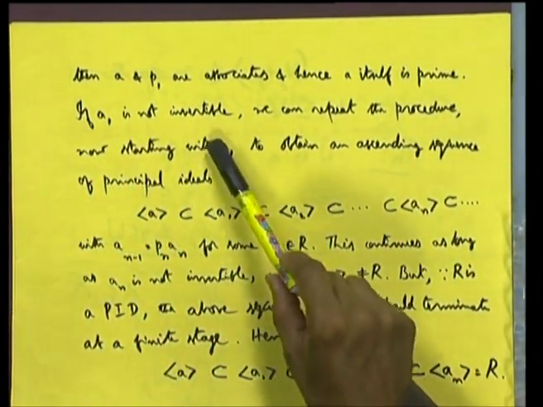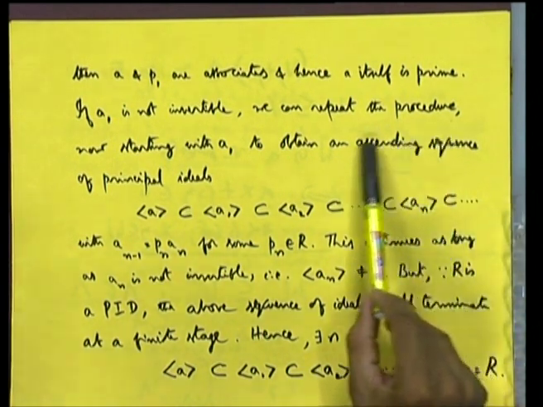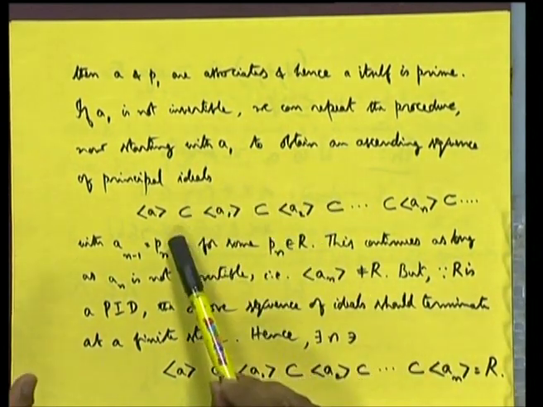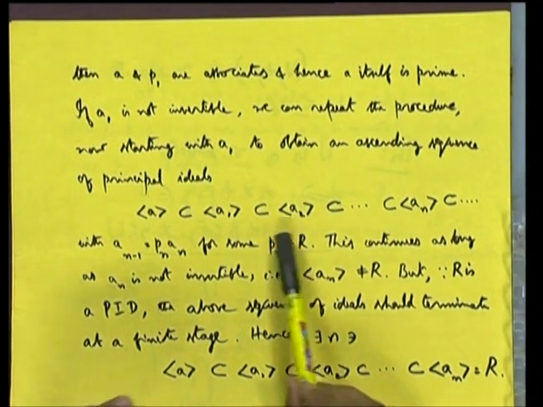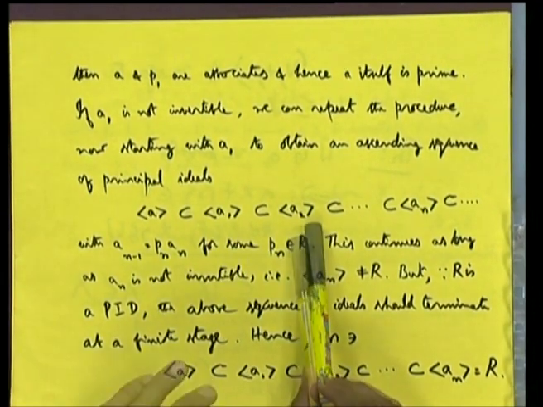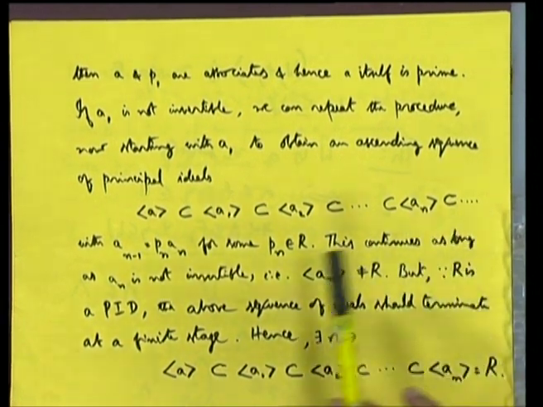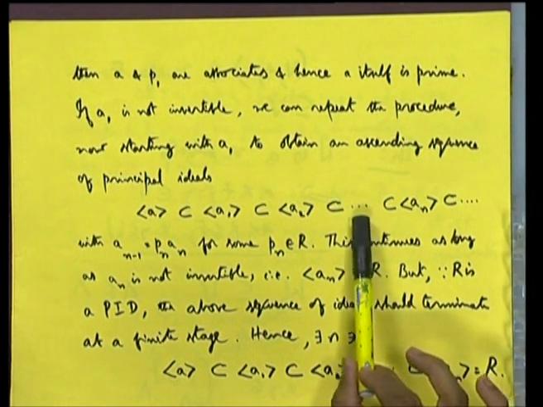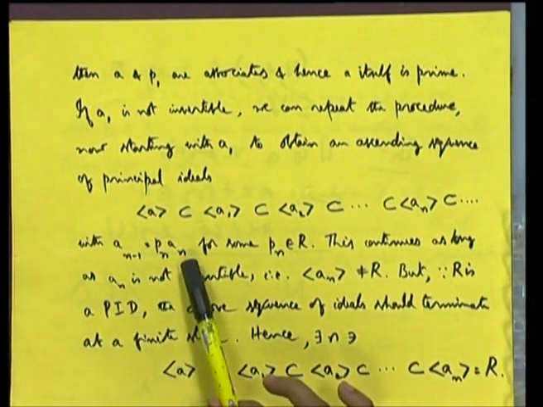So if a1 is not invertible, we can repeat the procedure that we have applied before and obtain that the ideal a1 is contained in the ideal a2 in a proper way. This process can be continued to obtain an ideal an containing an ideal a(n-1), such that a(n-1) is equal to Pn into an.